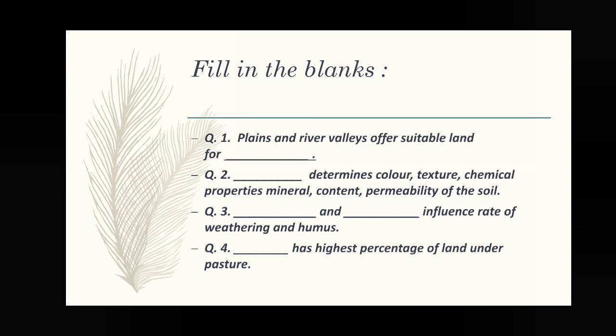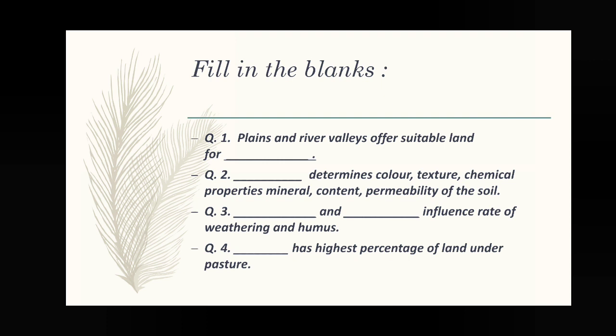Question number 3: dash and dash influence rate of weathering and humus. It is also one type of factor of soil formation. Here you have to decide which two factors influence the rate of weathering and the formation of humus. Weathering means breaking of rocks into smaller particles.